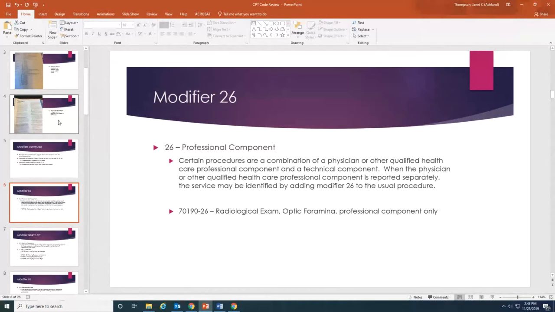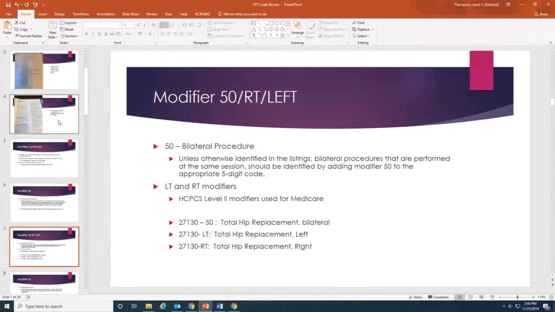Now, sometimes radiology codes may specify professional component only or supervision interpretation. So that means you don't need that modifier 26. But as a general rule, the radiology codes contain both components. So if I'm a technician, I want to reimburse for my time and services going into making that exam or film, I can bill 70190-TC. The TC is a technical component modifier, which I didn't list here, but it was over in our previous chapter. So we'll see modifier 26 pop up quite a bit.